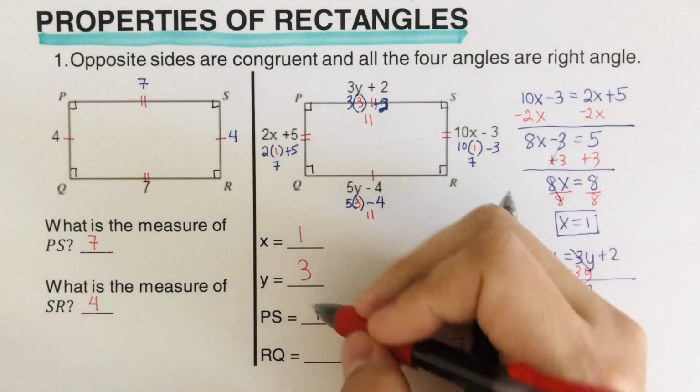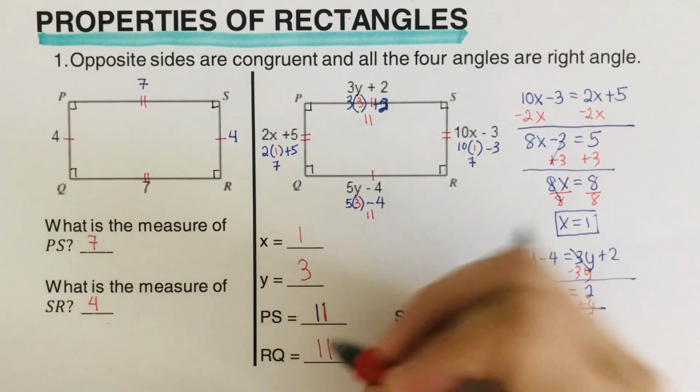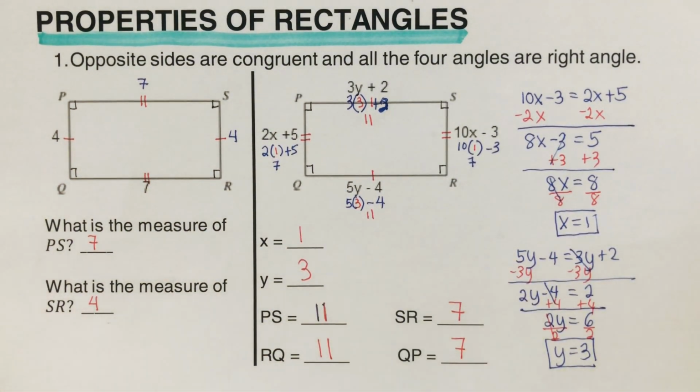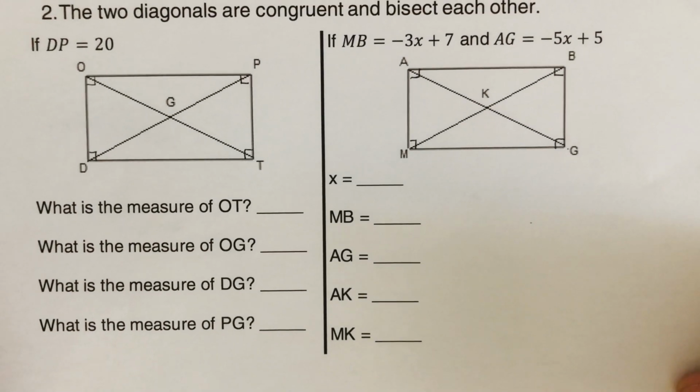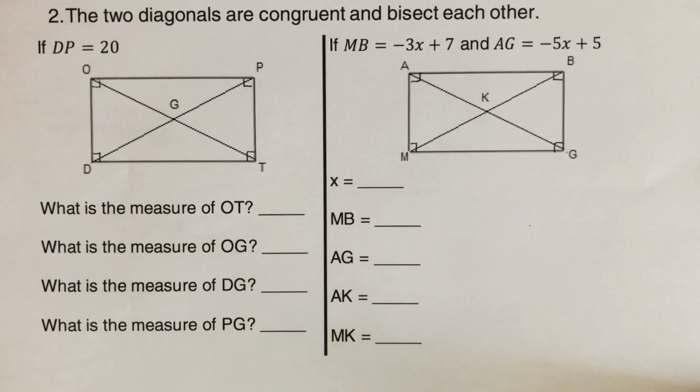And then, oops, so the PS is 11, and then the RQ is 11. Did you get the same answers as this? Good. Perfect. Now let's move on to the second property. So this is the second property right here. So we have the two diagonals are congruent and bisect each other.